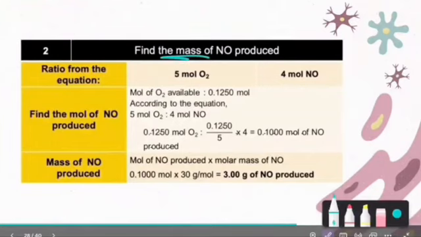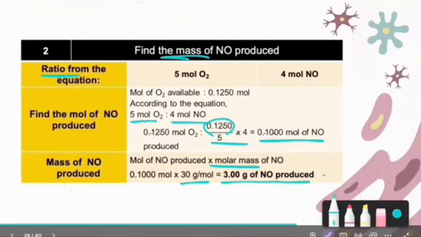To find the mass of nitric oxide produced, we use the mole ratio from the equation. 5 moles of oxygen produce 4 moles of nitric oxide. Using 0.125 moles of oxygen, we get 0.1 moles of nitric oxide. Then we multiply by the molar mass, 30 grams per mole. So the mass of nitric oxide produced is 3 grams.